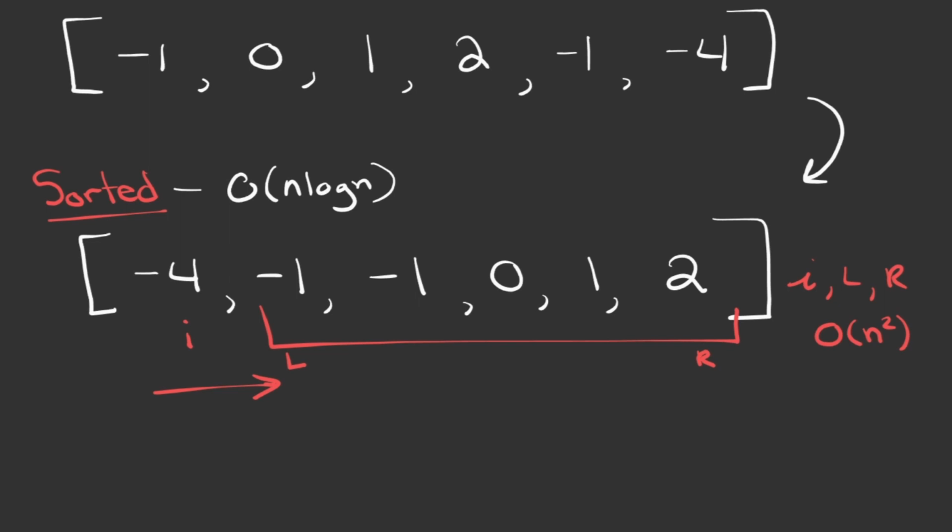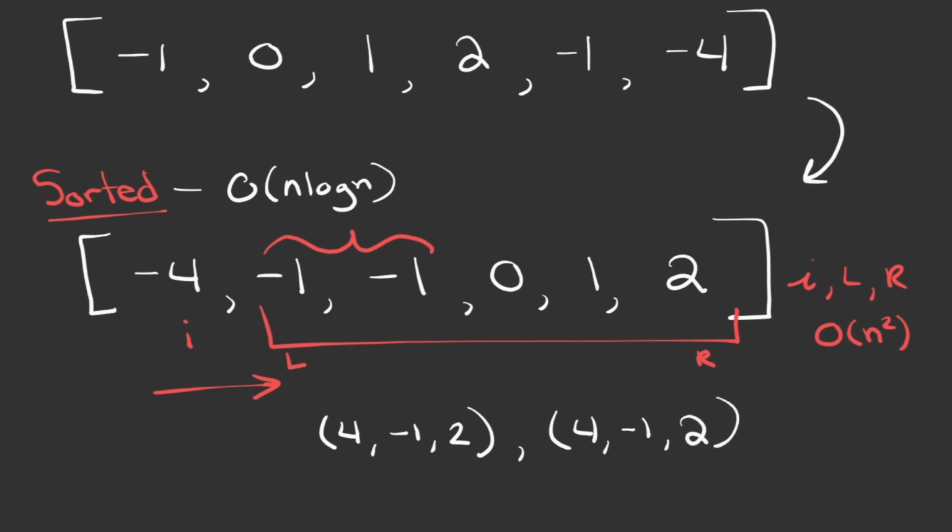Now while this algorithm seems correct for the time being, we also have to keep in mind that we cannot have duplicate triplets in the final array that we return. However, with such an algorithm, if we have duplicate elements, so for this example, we have two -1s, well, we can potentially compare these same elements twice. So for this example, we can compare 4, -1, and 2. But if we increment the left pointer, well, we might get 4, -1, 2 again.